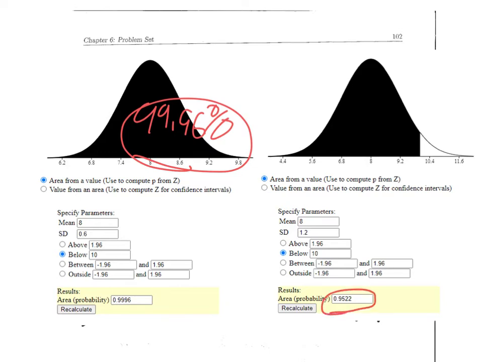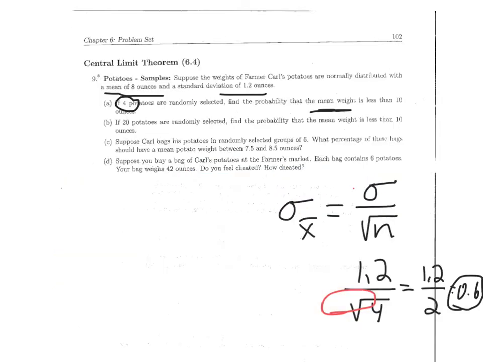Okay. So what happened? Let me stop this for a minute. Okay, so now for part B, it says, what if you've got a sample of 20 potatoes? Well, what changes there? Well, I know I'm going to take 1.2 and divide it by the square root of 20. And I did that earlier here.